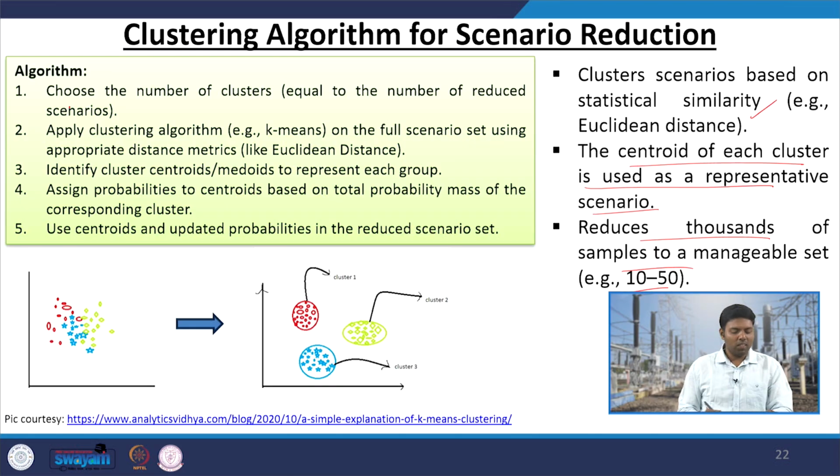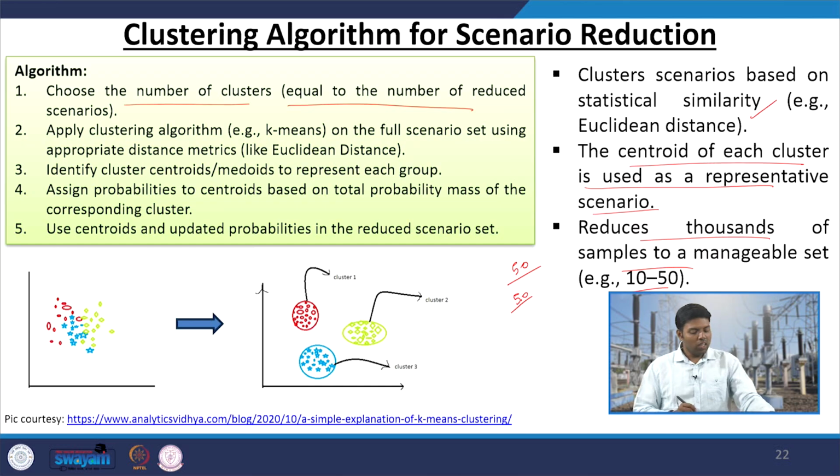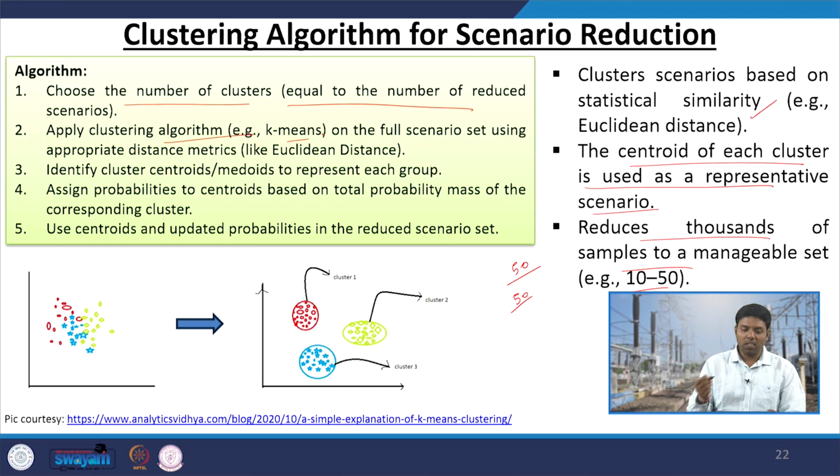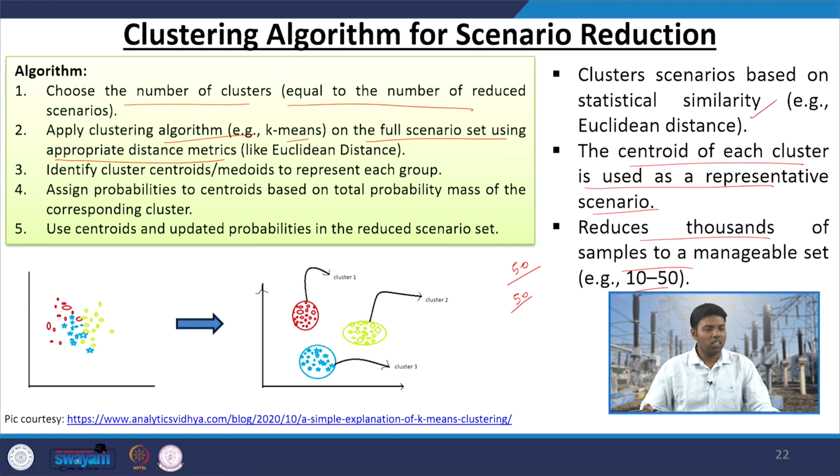So, the algorithm is that you choose the number of clusters you actually want, so that each cluster gives you one reduced scenario value. That means if you want 50 scenarios, you take 50 clusters. Okay. So, apply a clustering algorithm, K-means let us say, on the full scenario set using an appropriate distance matrix. That means you calculate the Euclidean distance for the K-means clustering algorithm.